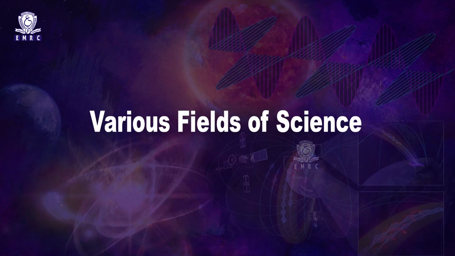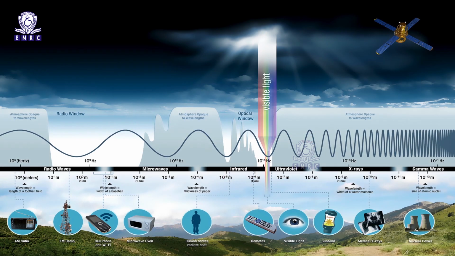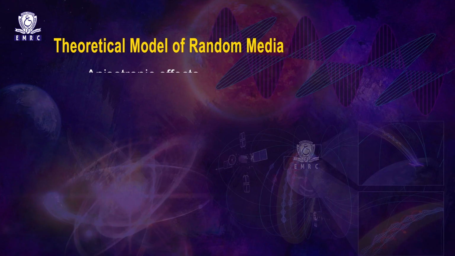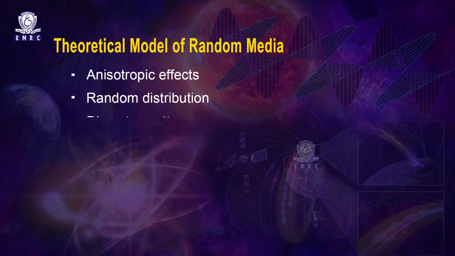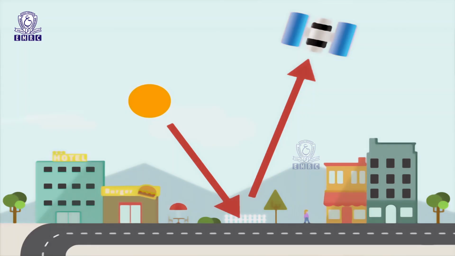in various fields of science. Electromagnetic radiation is an electromagnetic wave that travels through space at the speed of light, which is 3 × 10^8 meters per second. Theoretical models of random media, including anisotropic effects, random distribution, discrete scatterers, and rough surface effects, have been studied for remote sensing with electromagnetic waves.